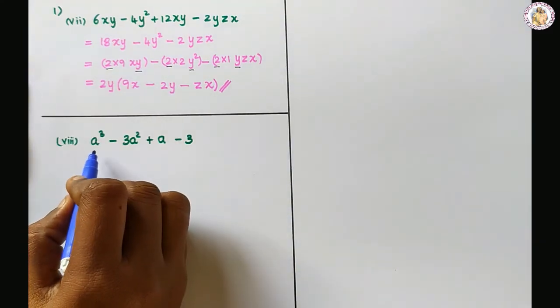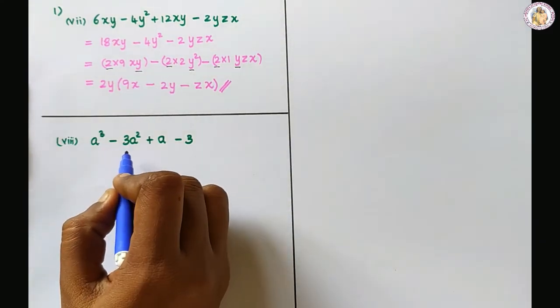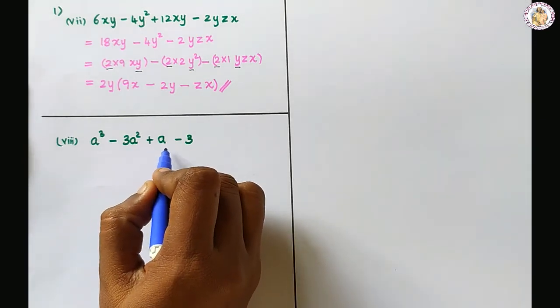Eighth one, a cube minus 3a squared plus a minus 3.